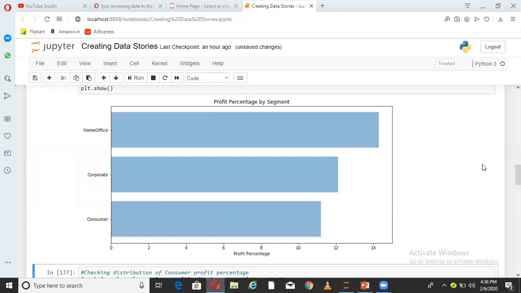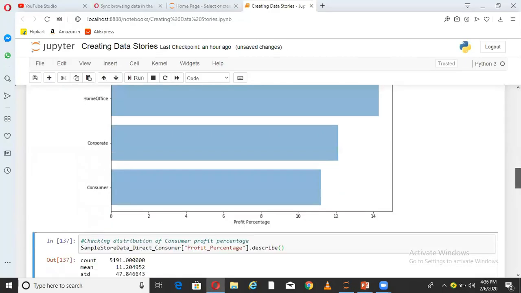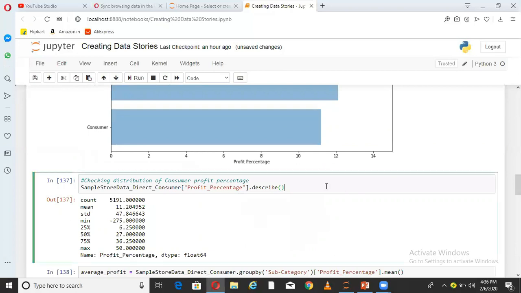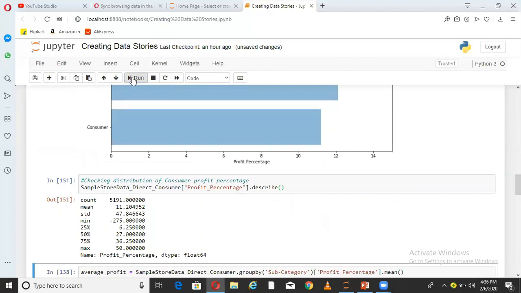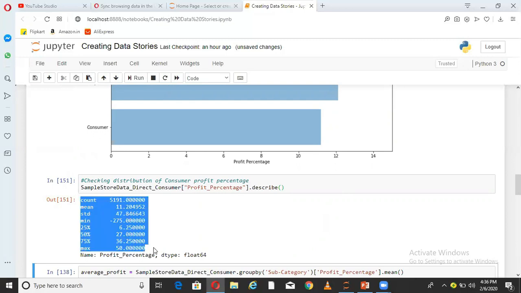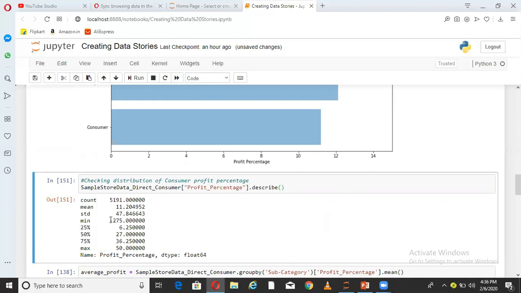Moving forward in the data, what I thought of doing is I also want to check how is the distribution of profit percentage in consumer section. So I'm just seeing the distribution. This gives different percentiles to me. If you can see, there is minus 275 as well, which means some profit percentages are negative as well.